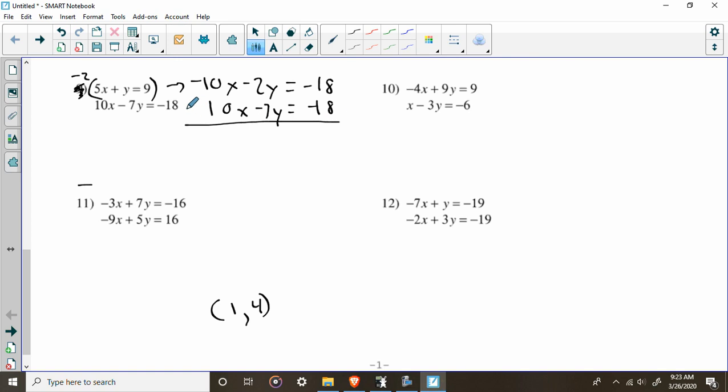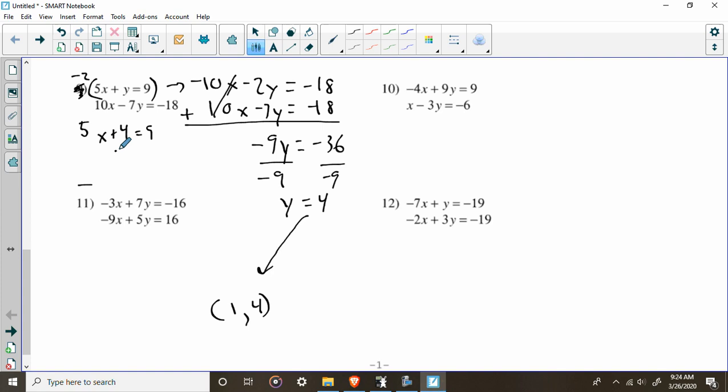When we add these both together, negative 10 and positive 10 is 0. Negative 2 and negative 7 will be negative 9y. And negative 18 minus 18 is negative 36. When we solve for y, we'll find out that y is equal to 4, right? And then again, you can plug it back in. We'll say 5x plus 4 is equal to 9. We'll subtract 4. 5x is equal to 5, and we'll divide by 5 to find out that x is equal to 1.